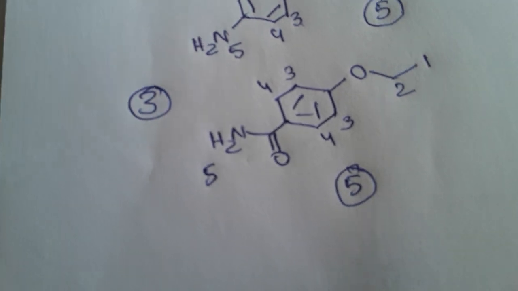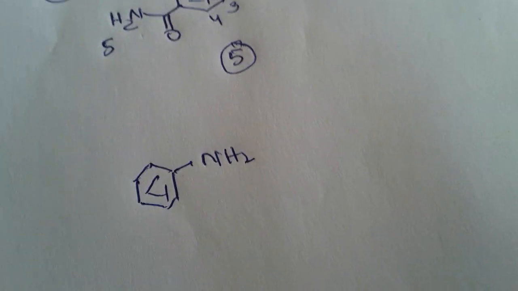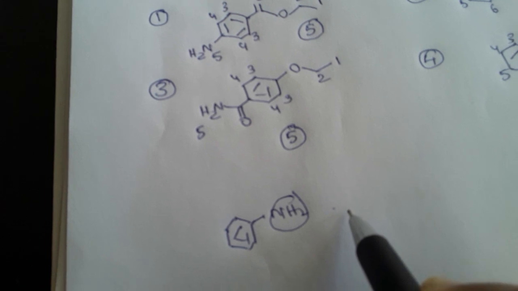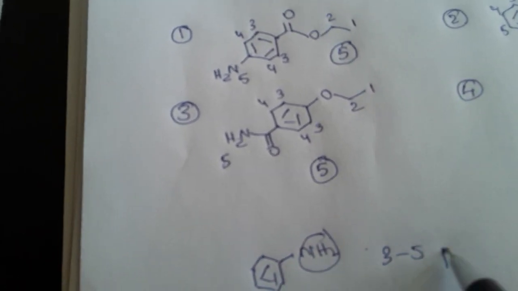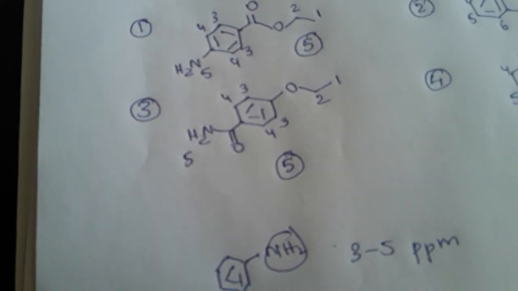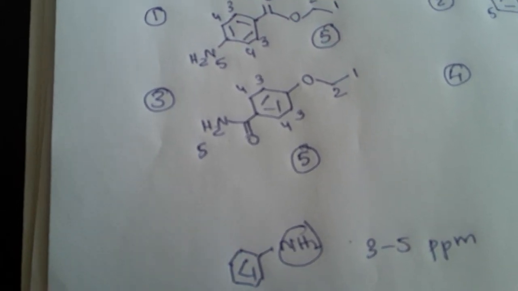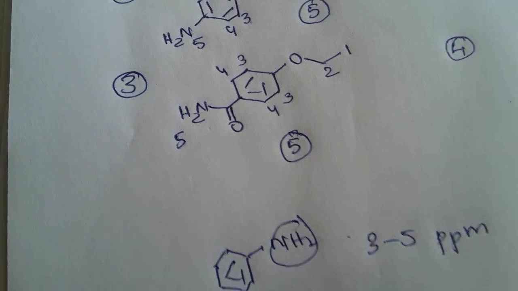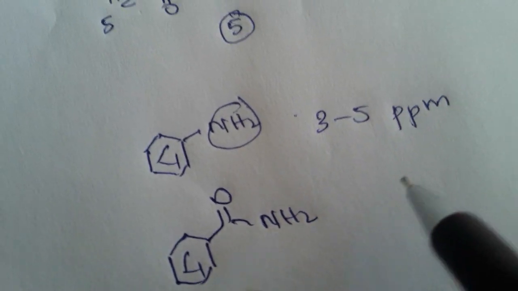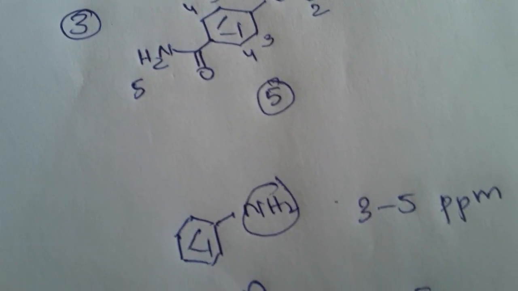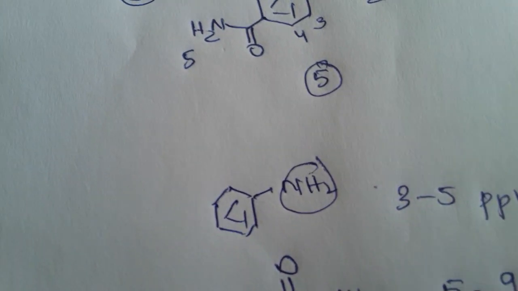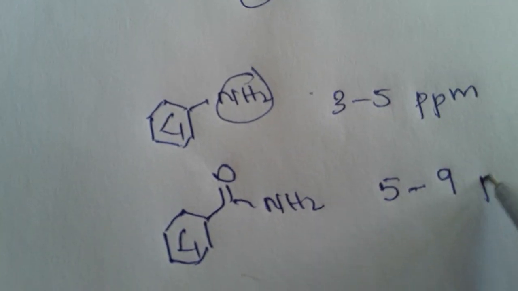If you have a structure like this, say an aniline, these D2O exchangeable protons will generally come at around 3 to 5 ppm. Whereas if you put a carbonyl group, C double bond O, next to the NH2, that will be more downfield, obviously because of the anisotropic effect of the C double bond O. That will be between 5 and 9 ppm.